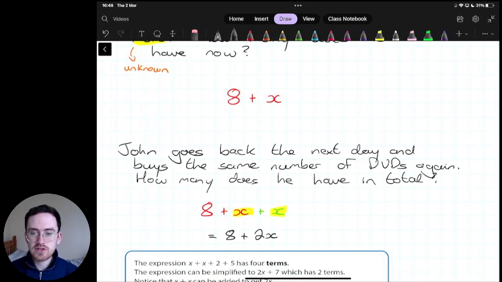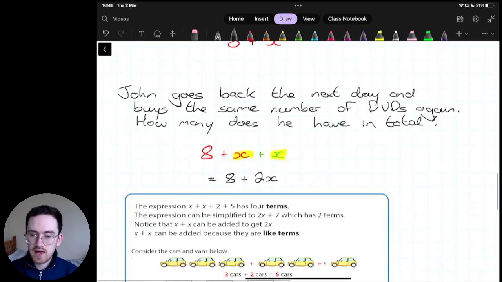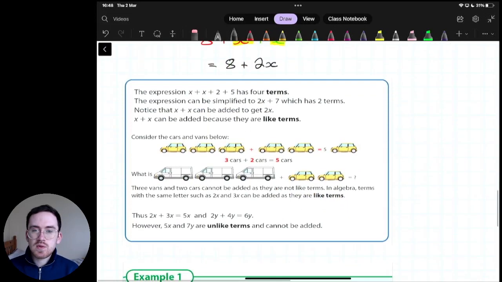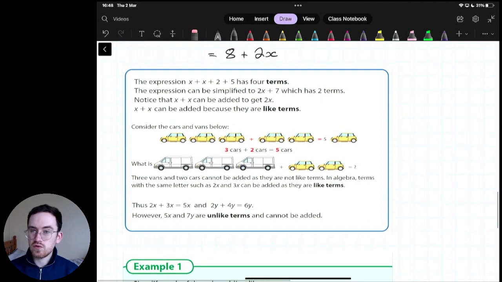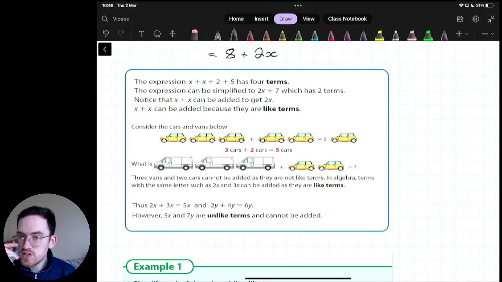Okay, so 8 plus 2x, and that's how many DVDs he has altogether. So depending on what x is, that answer would be different. And this leads us on to the next little thing that we need to know, which is about adding like terms. Okay? An expression like this one here, x plus 2 plus 5, has what we would consider 4 terms. The expression can be made simpler if we want, 2x plus 7, which is 2 terms.